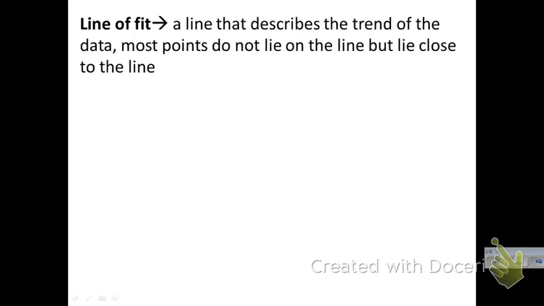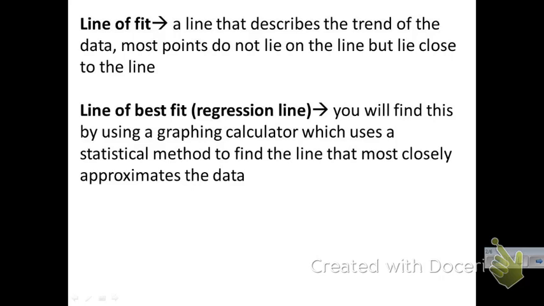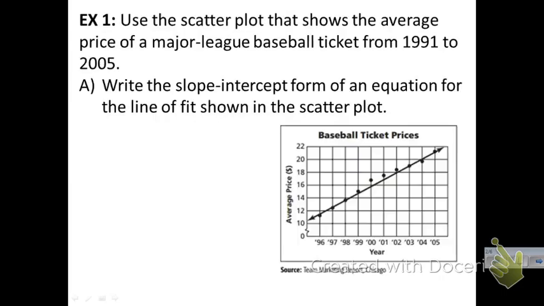Okay, so a line of fit is a line that describes the trend of the data. Most points do not lie on the line, but lie close to the line. Line of best fit, specifically called a regression line, is what we're going to use today. We will find this by using a graphing calculator, which uses a statistical method to find the line that most closely approximates the data. There are many different lines of best fit, but we're going to choose a regression line.